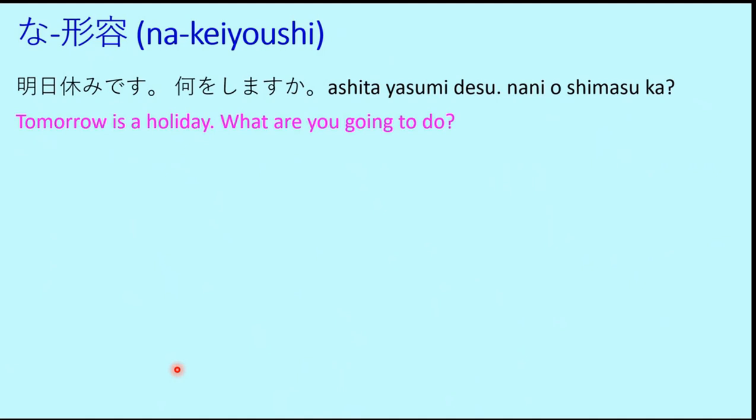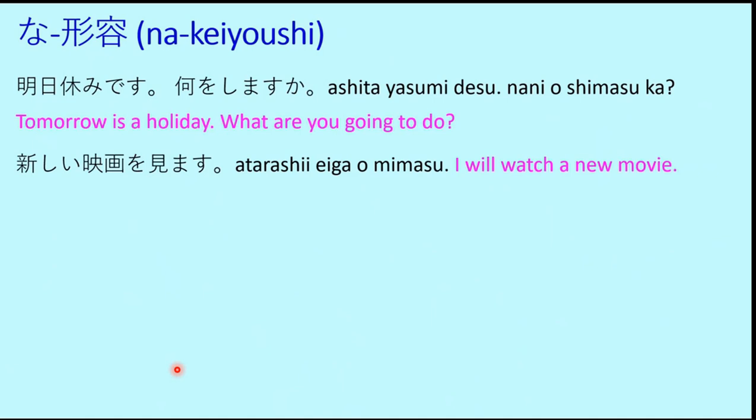Let's see what could be the answers. Atarashii eiga o mimasu. I will watch a new movie. So atarashii is the adjective which means new. Now notice here there is no na in atarashii eiga, because this is an i adjective, so there is no need of na in between the adjective and the noun. So it's directly atarashii eiga. Atarashii is the adjective, eiga is the noun. Atarashii eiga means new movie. Eiga o mimasu, I will watch a new movie.